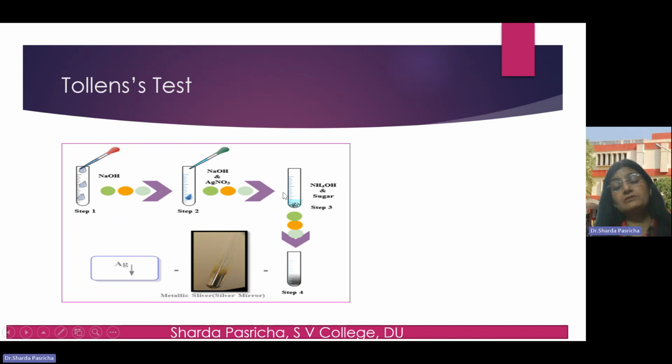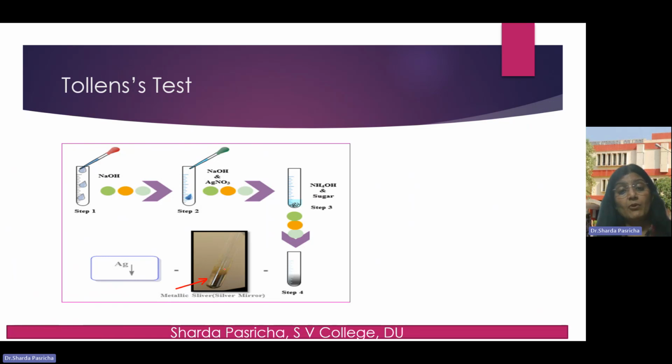So you add 2 ml of this solution to the aqueous solution of your organic compound. And when you heat it on the water bath, this will be the silver mirror, metallic silver being deposited on the inner walls of the test tube. So that is the Tollens test.